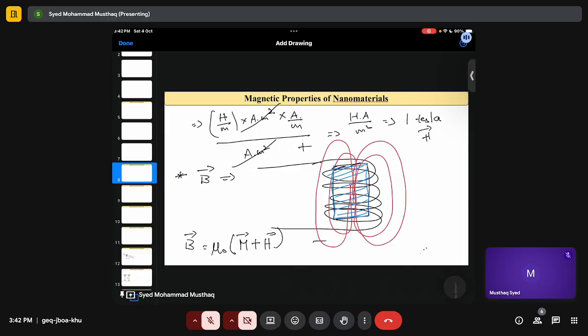Right? And people even say that M and H are independent. No, they cannot be independent. Why? Because you are applying your H, and with that your M is changing. M is coming from the atoms. Atoms, I mean electrons. And electrons will react only when you apply something.